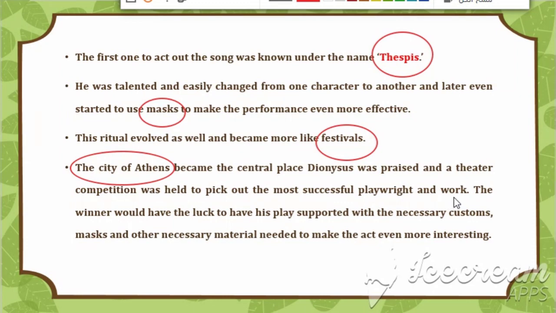So, these festivals slowly turned into competitions, and they wanted to know who was able to be the most successful in his work. What would the winner win? The winner would have the luck to have his play supported with necessary costumes, masks, and other material needed to make the act even more interesting. So, if you win, then you get even more theatrical supplies in order to have your play or your act become even more successful than it already is.